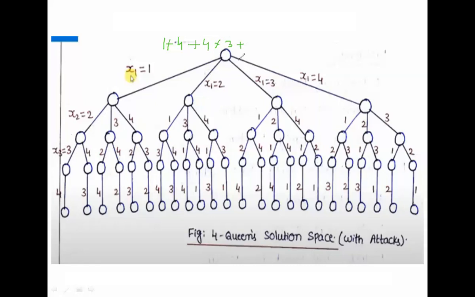Then we calculate 4 into 3, 3 into 2. Then we have 4 into 3 into 2, plus 4 into 3 into 2 into 1. Finally, we get 1. So this is equal to 1 plus sigma i equal to 0 to 3 of 4, all multiplied with 4. That's why it is equal to sigma i equal to 0 to 4.